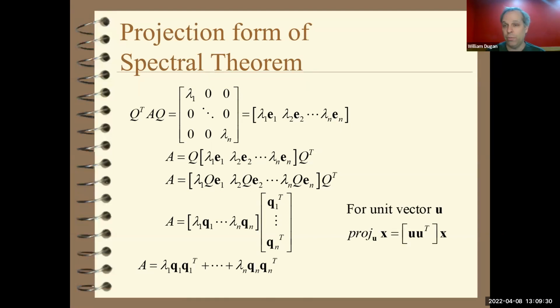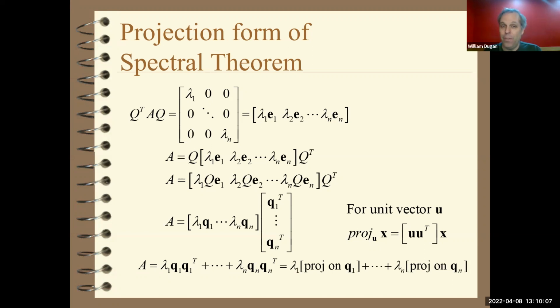If you remember, if it's a unit vector, the projection of the vector X upon U can be done by matrix multiplication. Just multiply X on the right by the matrix U times U transpose. So if U is a unit vector, U times U transpose is a projection matrix. It's literally the standard matrix for the transformation that projects a vector upon the line spanned by U. Seen that way, this is actually a sum of projection matrices.